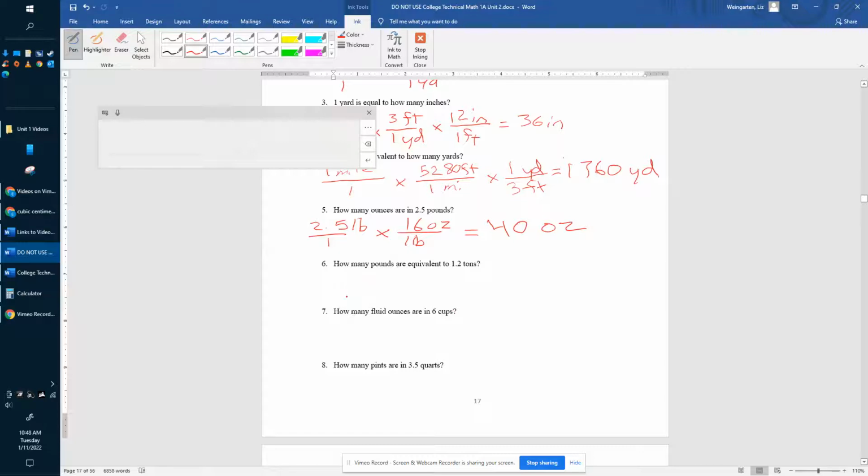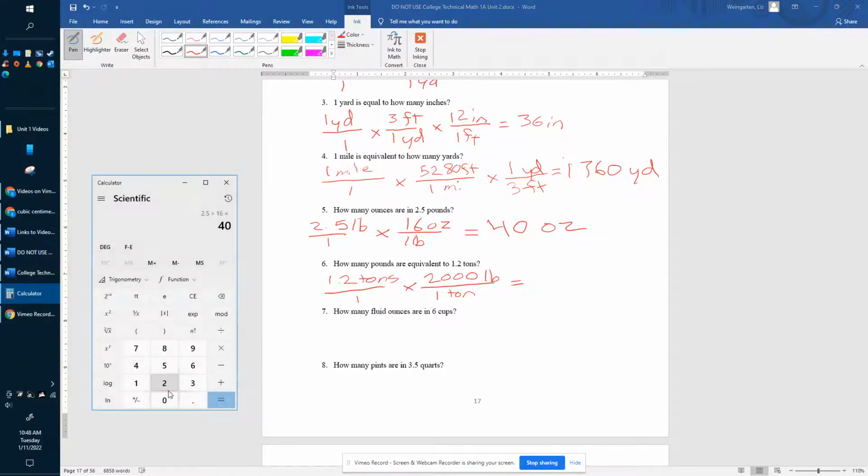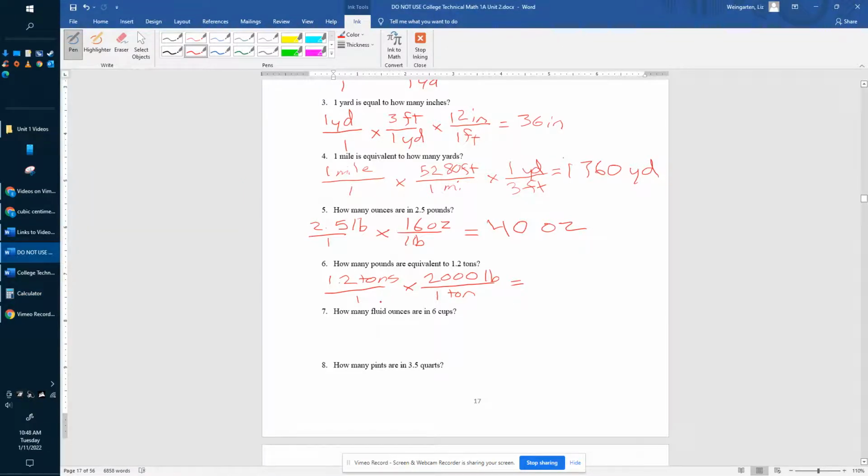How many pounds are equivalent to 1.2 tons? So we'll start with 1.2 tons over 1 times, in 1 ton there are 2,000 pounds. We'll multiply that out. We get 2,400 pounds.